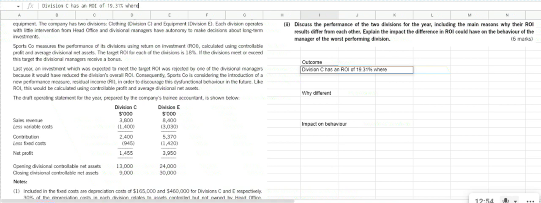Whereas division E has a lower ROI of 17.33. So firstly, we state what has happened.